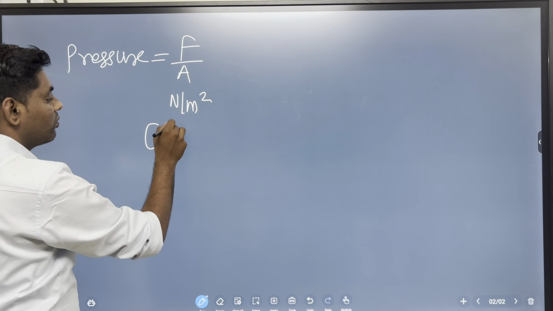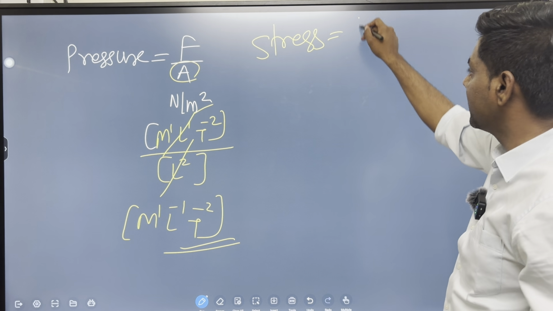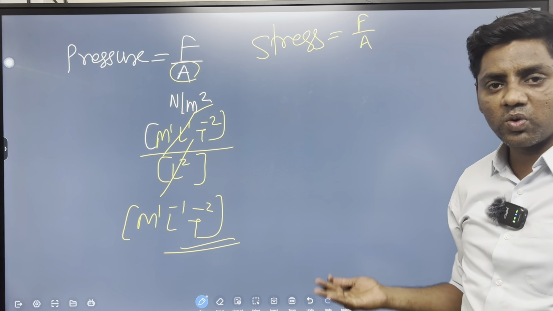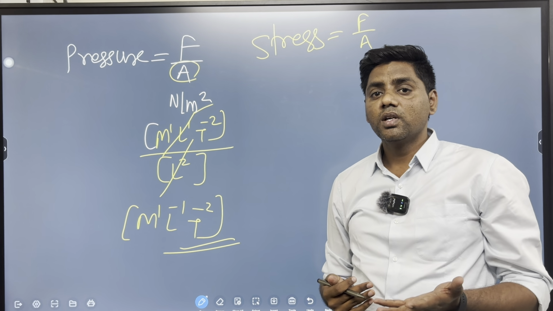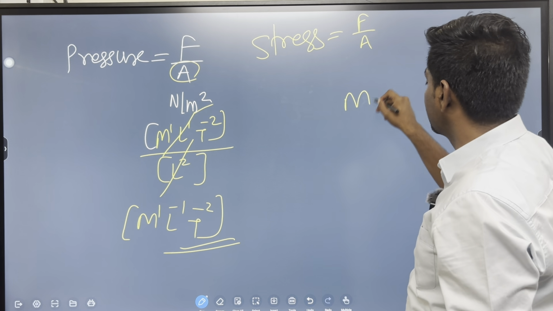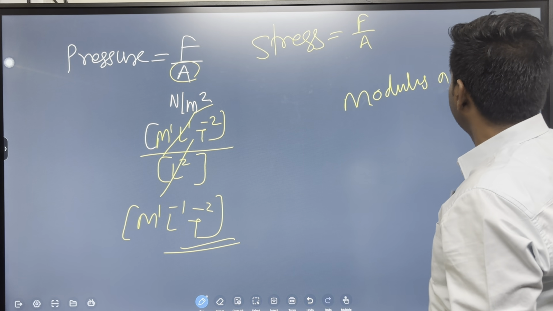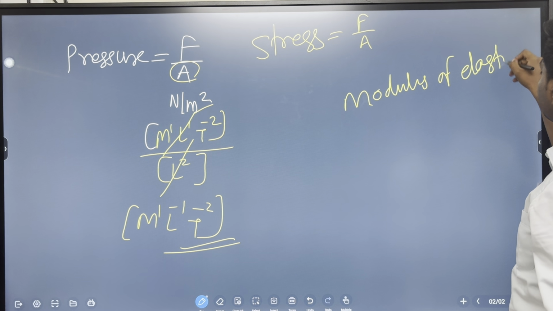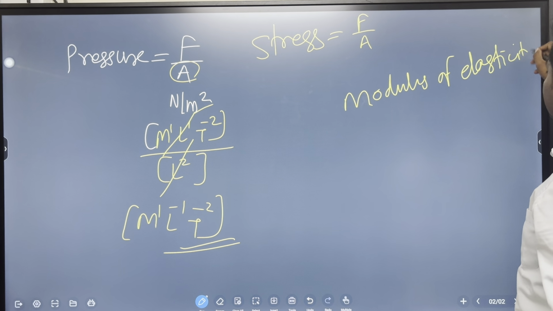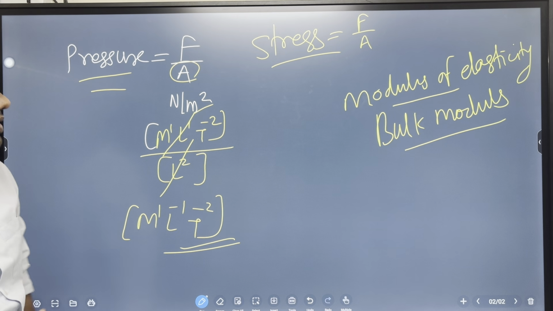Also stress. Stress means normal force divided by area, so it has the same dimensional formula. Also modulus of elasticity, bulk modulus. All four physical quantities have the same SI unit. So remember which quantities have the same SI unit. You have to remember this also.